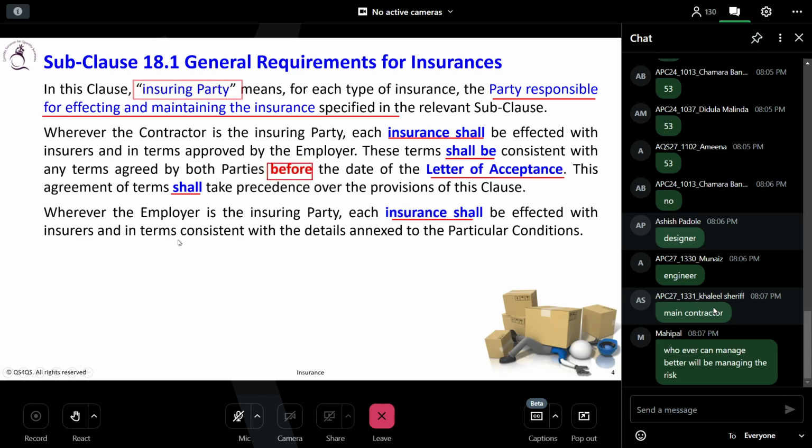So wherever the employer is the insuring party, now see this one. Sometimes the contractor is insuring, sometimes the employer is doing the insurance. So wherever the employer is the insuring party, each insurance shall be effected with the insurer and in terms consistent with the details annexed to the Particular Conditions. So what does insuring party mean? What do you mean?